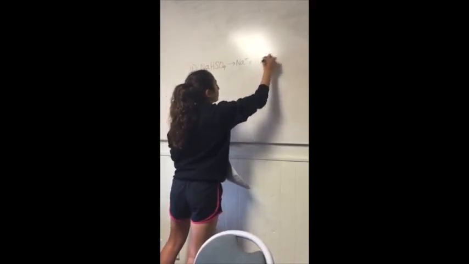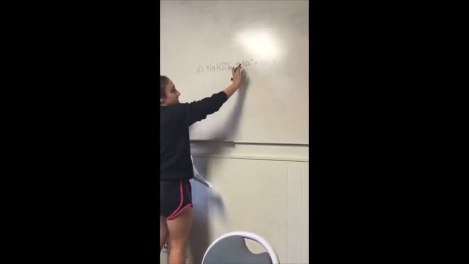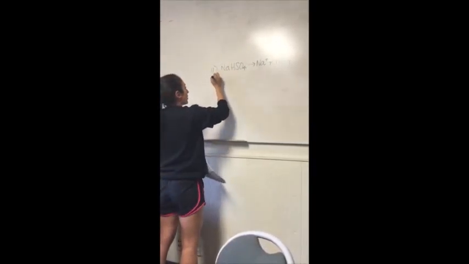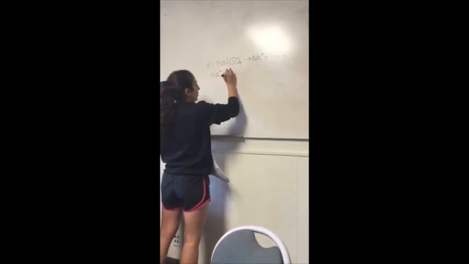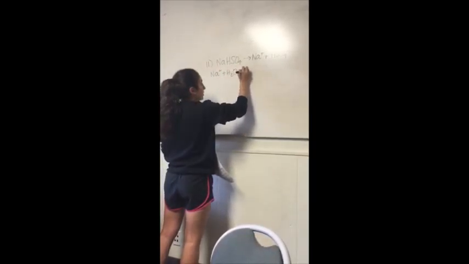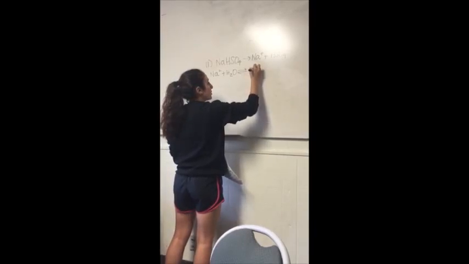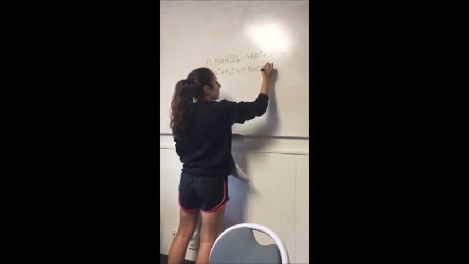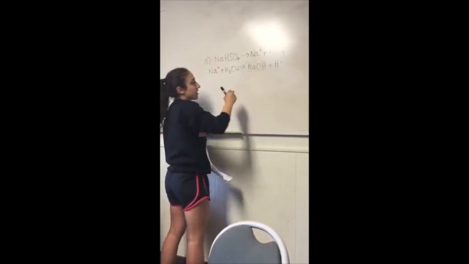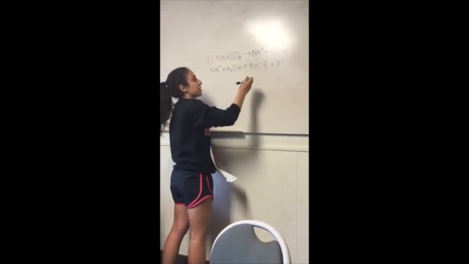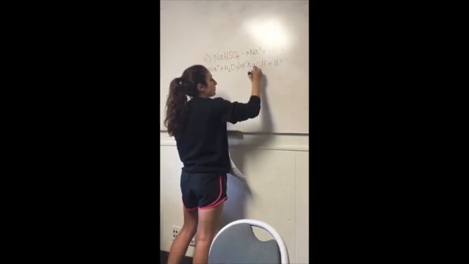HSO4 minus. Then you take each of the ions and add them to water and see what they make. So Na plus H2O goes to NaOH and H plus. Since this is a strong base, this is neutral.